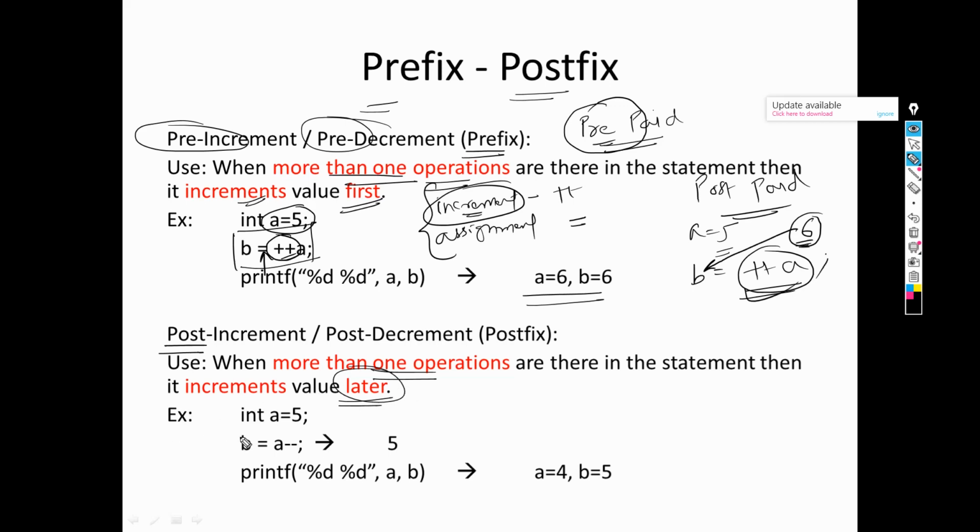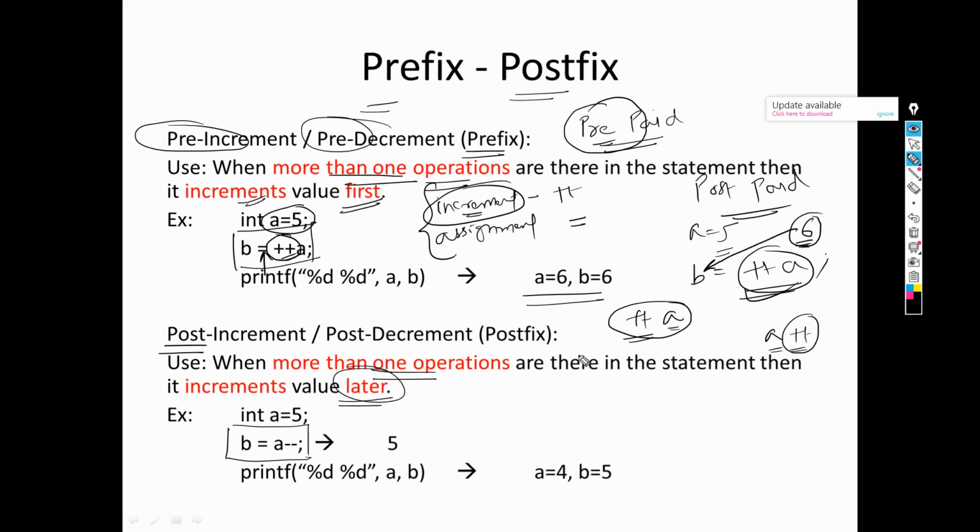Okay. Now again we look at this particular example, b equals to a--. So again here this is post decrement because see, in pre-increment the operator comes first and then the operand comes. So this is pre. If the symbol of increment is before the operand, it is pre, and if the symbol of increment is after the operand, it is known as post. So here it is post because the minus minus sign is after the operand. So this is post decrement.